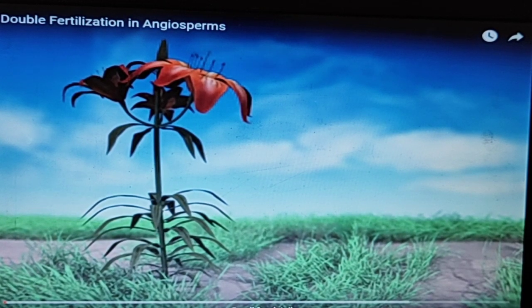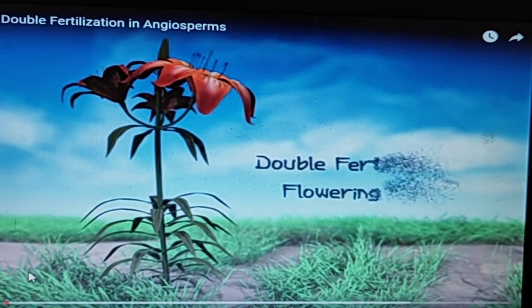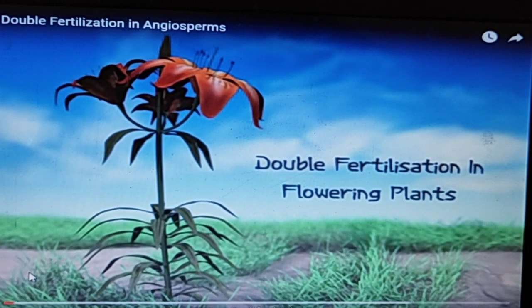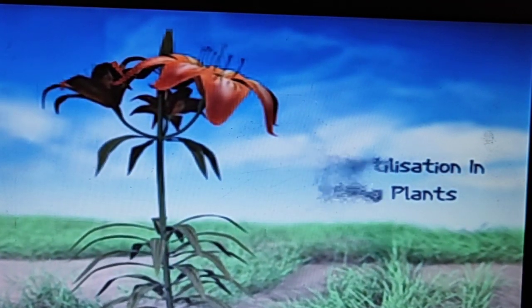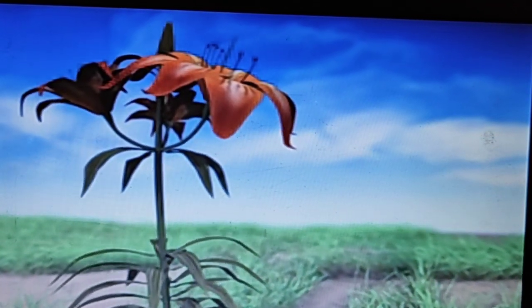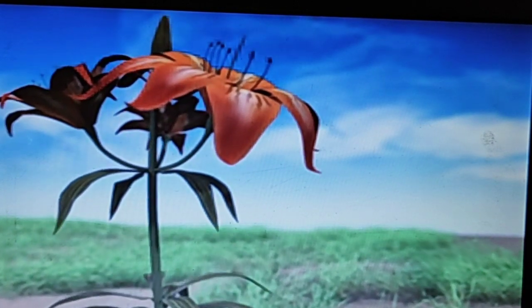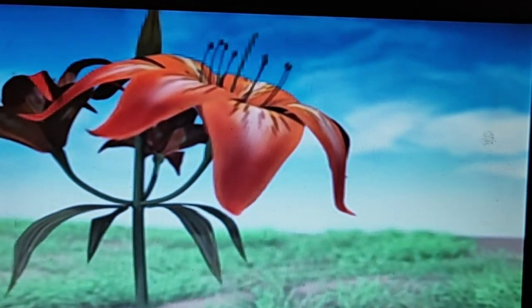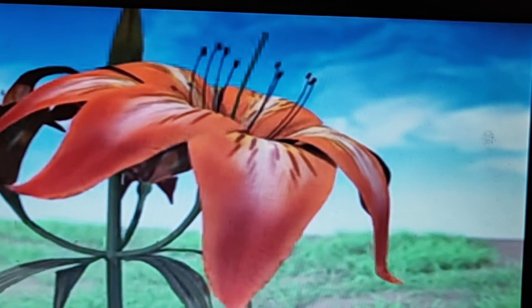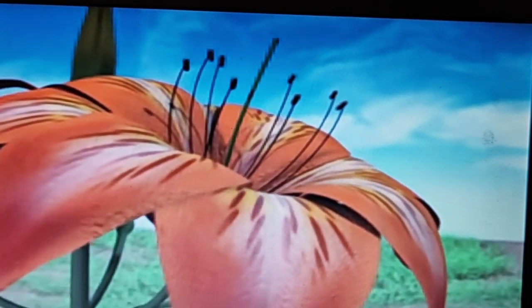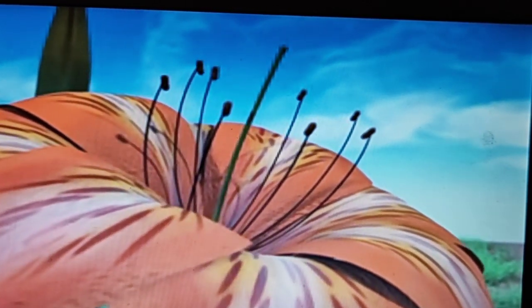Okay students, so here I have one video on sexual reproduction, the process of double fertilization in flowering plants. Look first at the opening side, where the male reproductive organ is present. First of all, that is the pollen. The stamens are there. Stamens are basically the anthers.